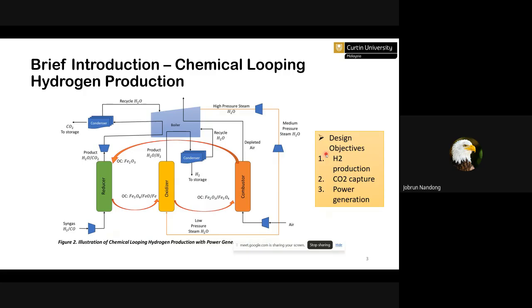Normally our design objective consists of three things: H2 production together with CO2 capture and also power generation, because these two reactors produce a lot of heat, and that heat can be used in the boiler to produce steam. Steam can be used to generate electricity. That's more or less the introduction for chemical looping hydrogen production.